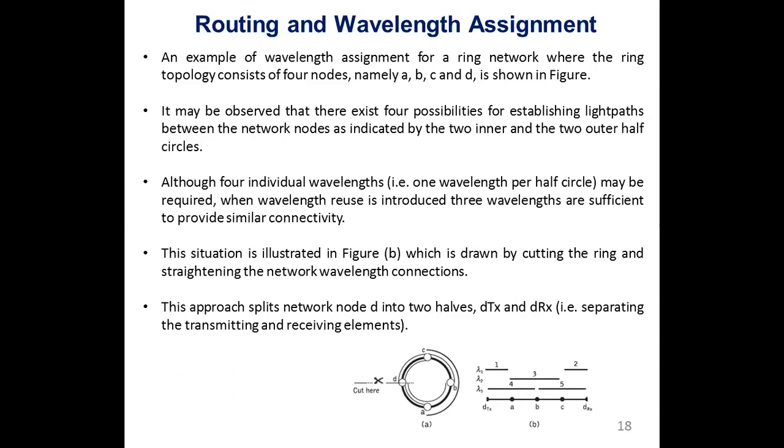So we have 4 individual wavelengths, 1 wavelength per half circle. So that has been split into separate lines, and this may be required when wavelength reuse is introduced. 3 wavelengths are sufficient to provide similar connectivity. So now this is shown in figure B, and drawn by cutting the ring into straightened network wavelength connections. So this basically is going to split the network into 2 halves. We have the DTX and DRX separating the transmitter and the receiving elements.